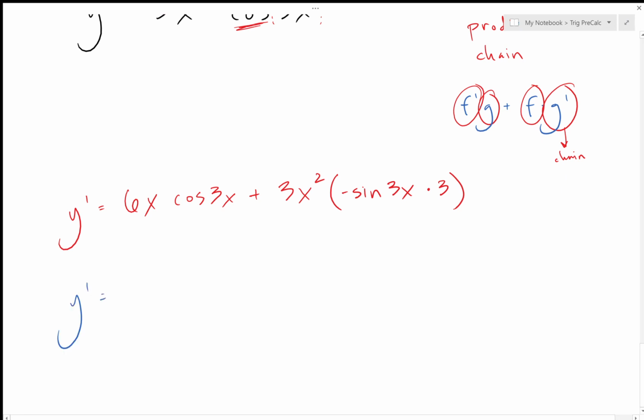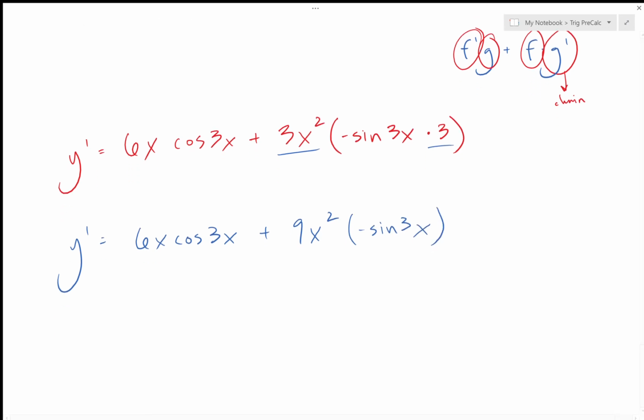So y prime equals, let's keep it. We've got 6x cos(3x) plus, we can multiply the 3x² and this 3 to make it 9x² times negative sin(3x). And we don't like that negative sign just floating in there. We can bring it in front of the 9. So y prime is 6x cos(3x) minus 9x² sin(3x). And there we go for our answer on that one.